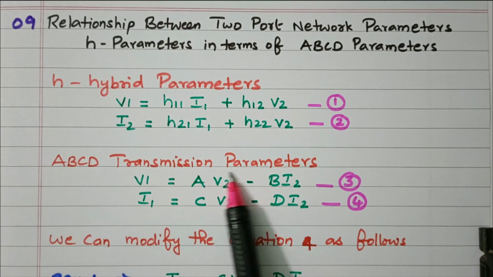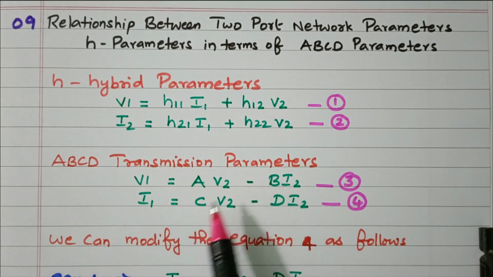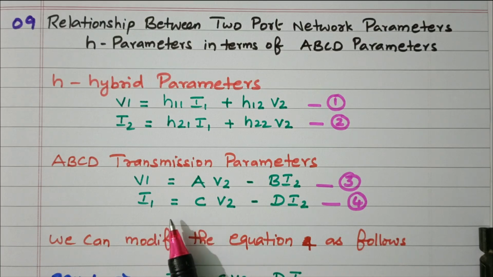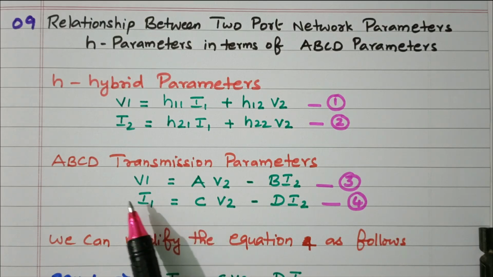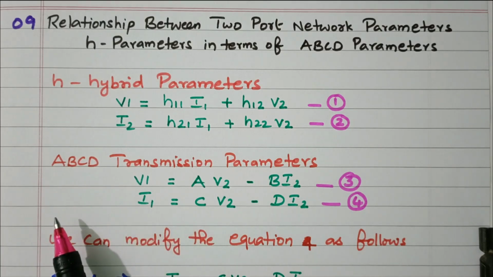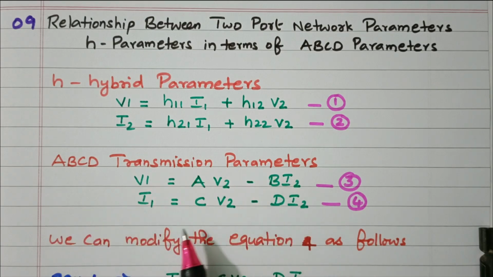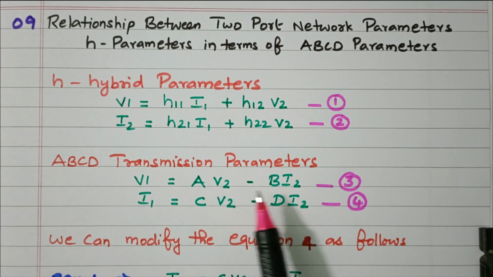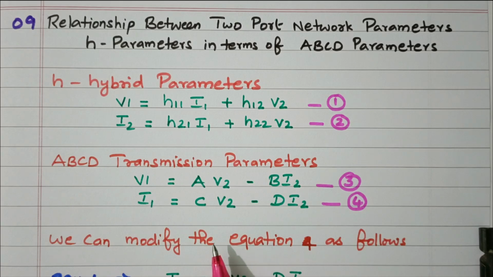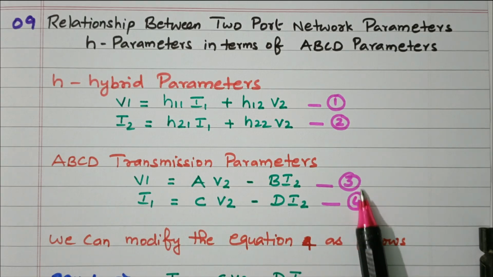Similarly, the ABCD parameters are the transmission parameters. This is mainly used to design transmission lines, that's why it's called a transmission parameter. Here V1 and I1, the input port voltage and input port current, are expressed in terms of the output port voltage and output port current. A, B, C, D are the parameters. We will take these as equations number 3 and 4.